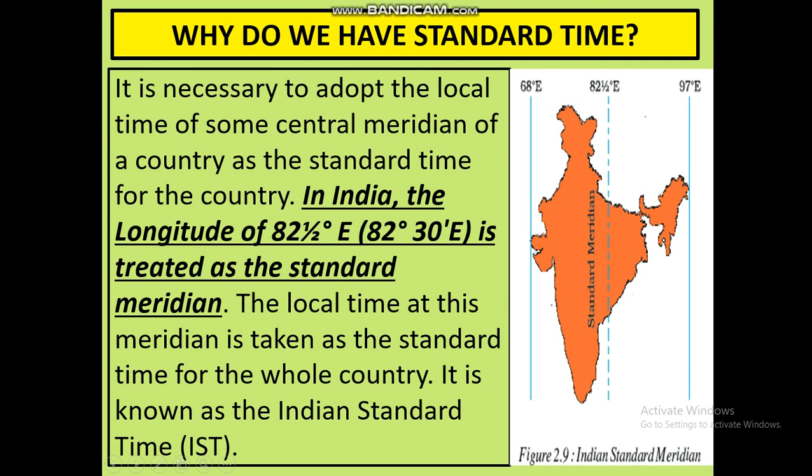So what the government has decided is that the longitude which is passing through the center of our country, this is 82.5 degree east, we will consider this longitude as the prime longitude of our country. And when the sun will be overhead of this longitude, exactly above this longitude, that time will be considered as the prime time or the standard time for our country.